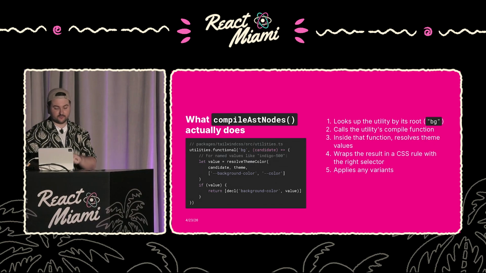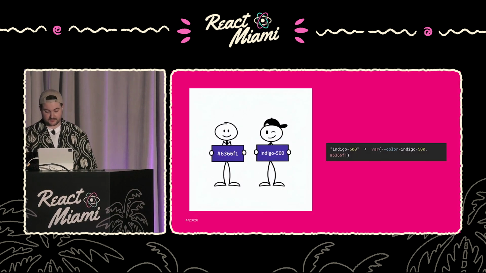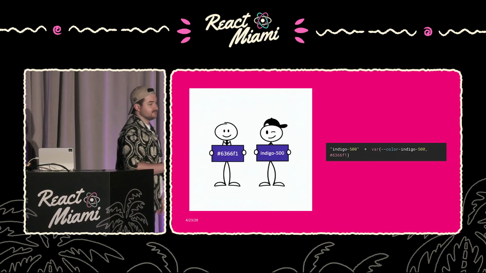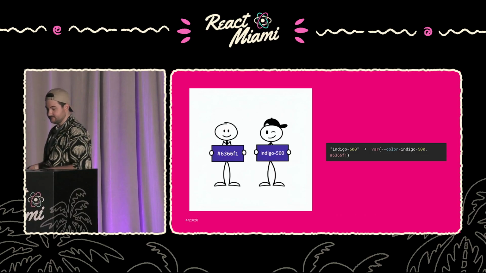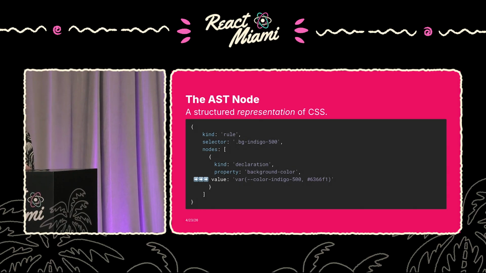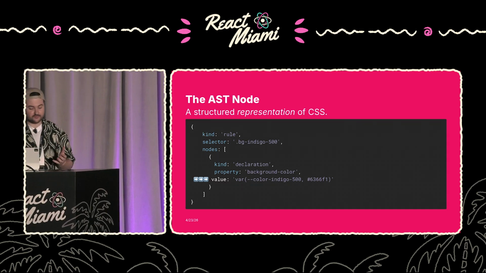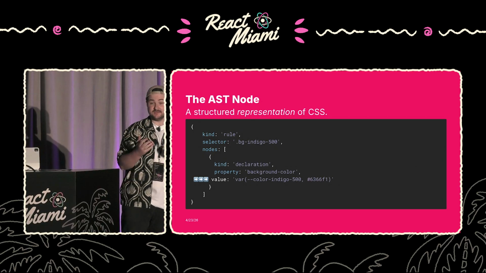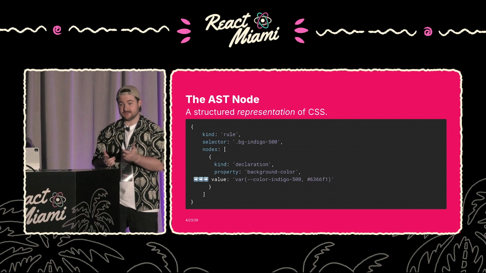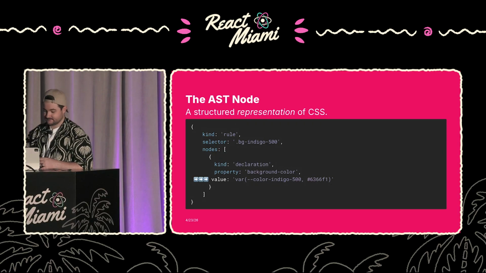And I want to call out the resolve theme color function. You might be able to see it there. It's because that's what takes something like Indigo 500 and actually turns it into a real CSS value. And under the hood, it's calling theme.resolve, which returns a CSS variable with a fallback value. That CSS variable will be passed back up to compile AST nodes, where it's wrapped into a rule node with the correct selector, which is really interesting because that's the first time we've seen this. So in Mitch's case, the selector would be .bg-indigo-500.